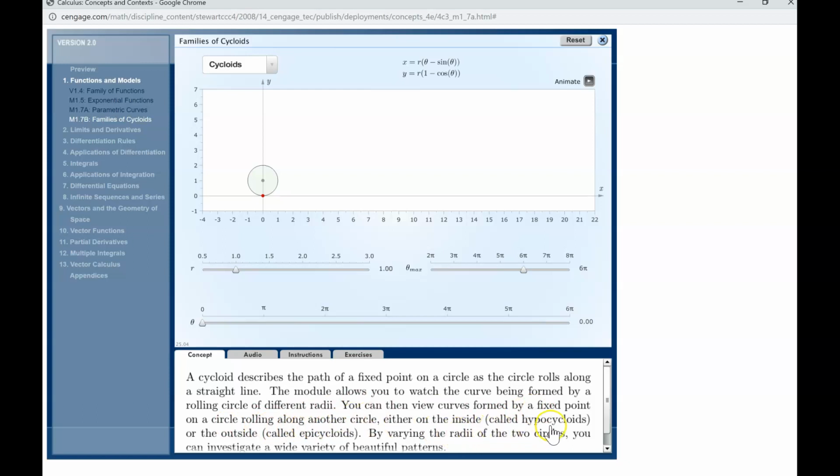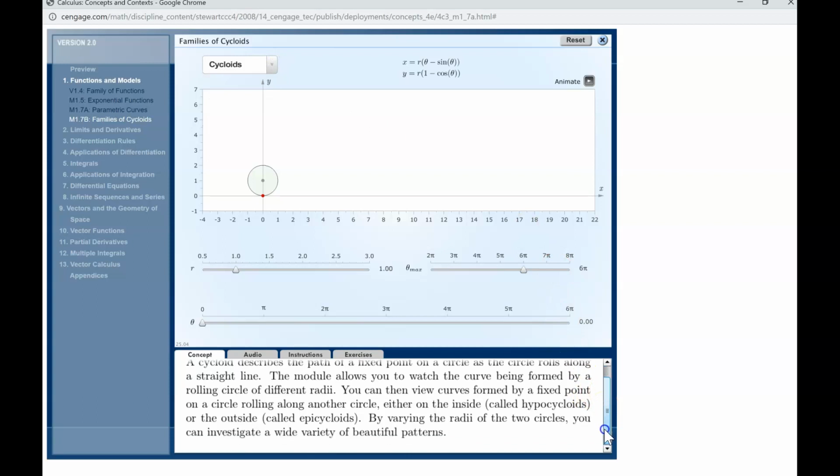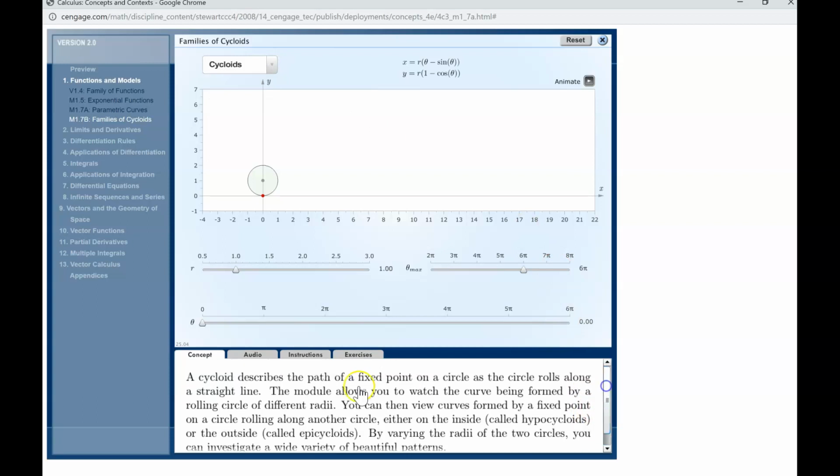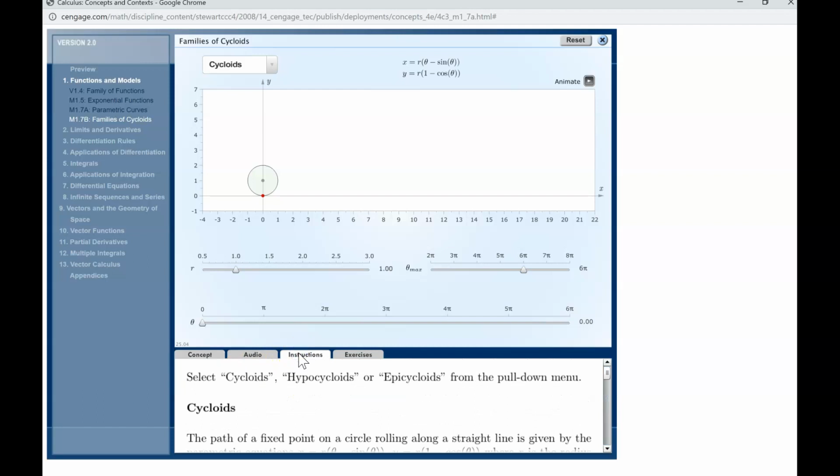the inside, which is called hypocycloids, which is the second family of it, and then you have epicycloids on the outside of the circle. Okay, now by varying the radii of the two circles, you can investigate a wide variety of beautiful patterns. Now let's take a look at the instructions.